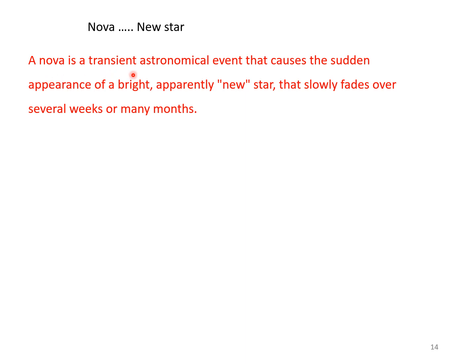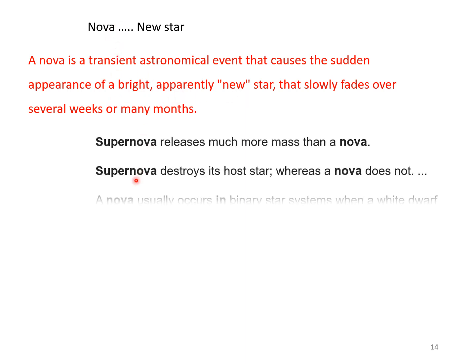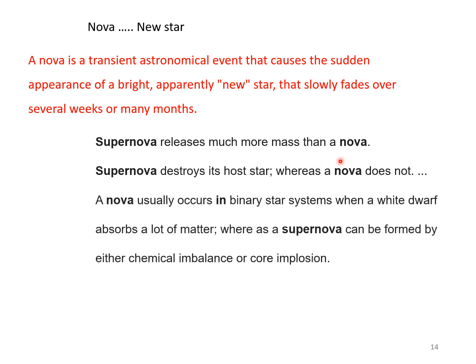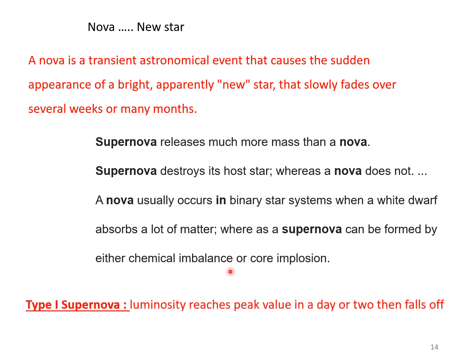Nova is a transient astronomical event that causes the sudden appearance of a bright, apparently new star. That is what is called a nova. A supernova releases much more mass than a nova. The supernova destroys its host star, whereas a nova does not. A nova usually occurs in binary star systems when a white dwarf absorbs a lot of matter, whereas a supernova can be formed by either chemical imbalance or core implosion.